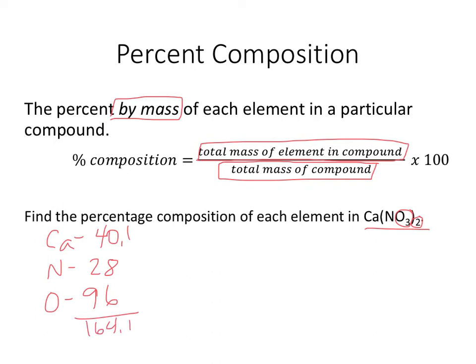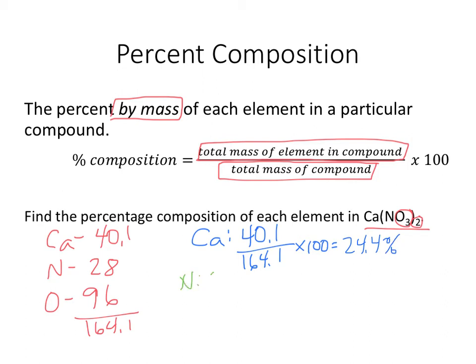And then overall, recall that had a total mass of 164.1. So if I want the percent calcium, calcium had a mass of 40.1 out of the total 164.1. So 40.1 out of the total is 0.2443 times 100 is 24.4%.